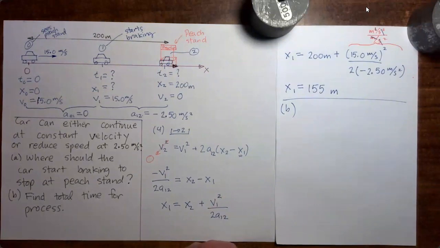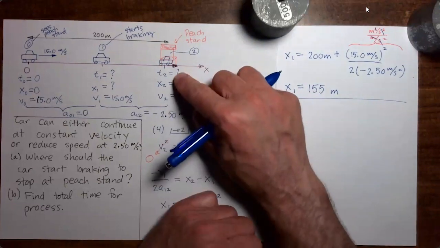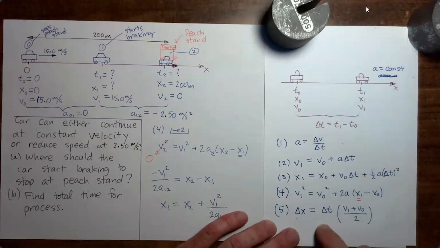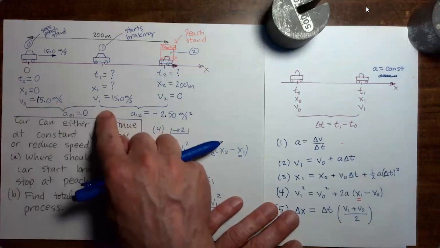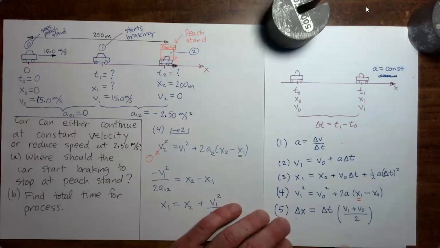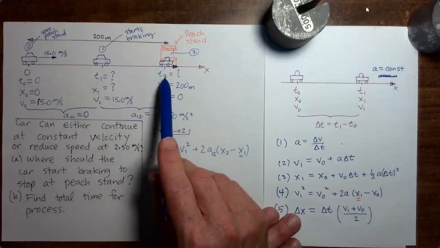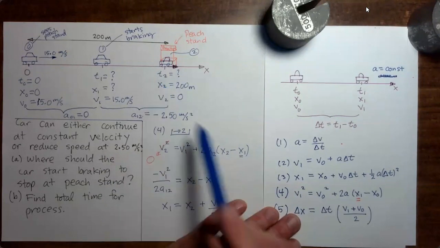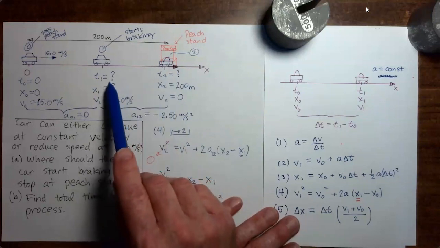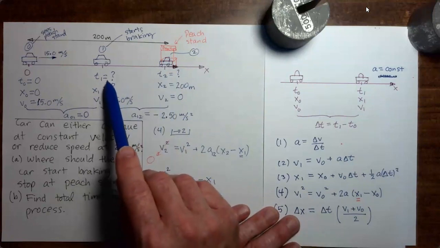Part B, we want to find a total time for the process. Now, the total time for the process will be T2. If we remember the equations, we can only use these equations to connect 0 to 1 or 1 to 2. Again, the reason being that these equations only apply in constant acceleration processes. So if we try to find time 2, we can only use these equations to connect time 2 to time 1, but time 1 is unknown.